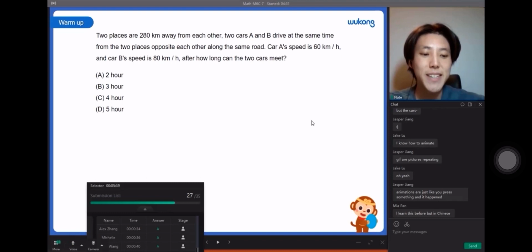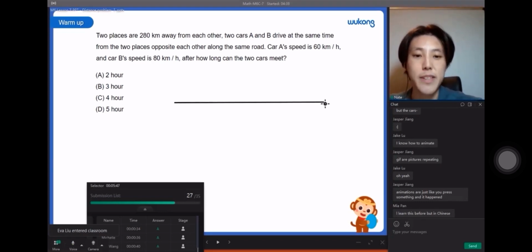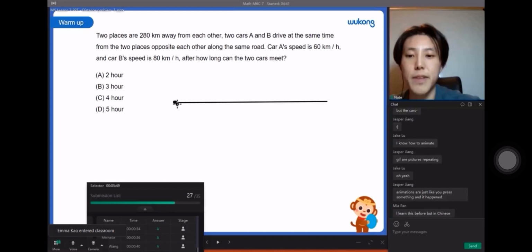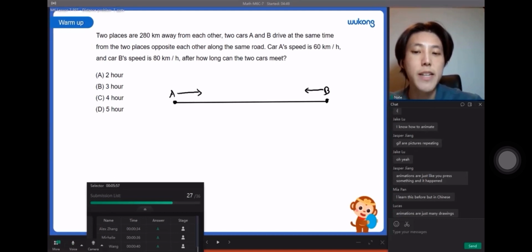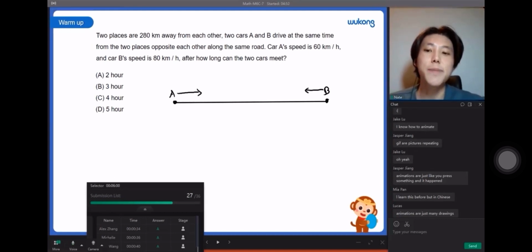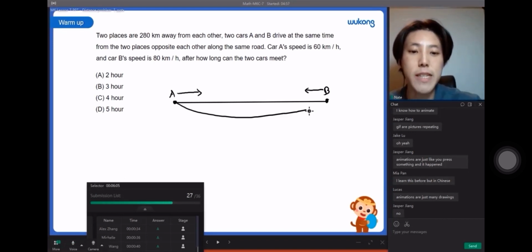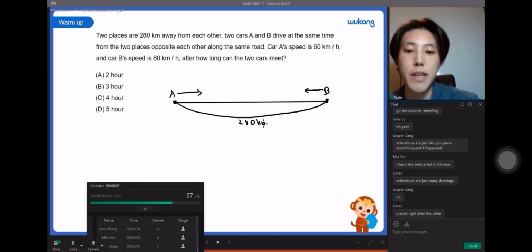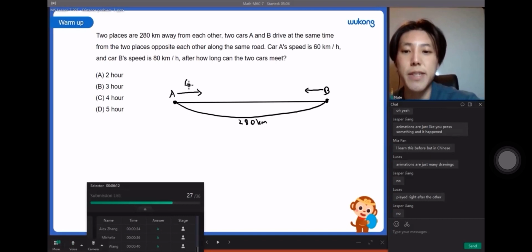In order to solve these questions, it's best to draw a diagram. So if this is A and this is B, and they're driving towards each other at the same time, if it's been 1 hour, it's been 1 hour for A and 1 hour for B as well. And we know the total distance is 200 kilometers, they're 200 kilometers apart. A is traveling at 60 kilometers per hour, and B is traveling at 80 kilometers per hour.